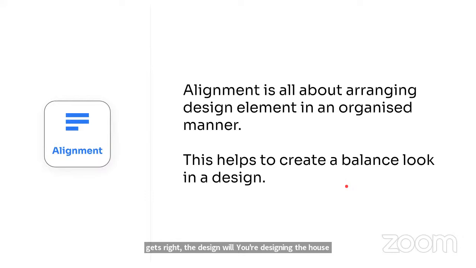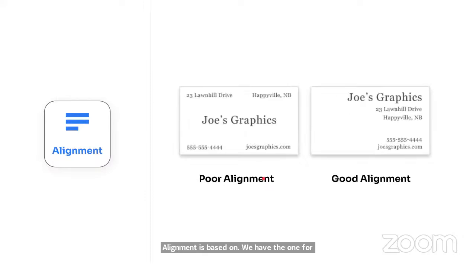Alignment is based on we have the one for text and we have the one for shape. So let me show you in this particular design now. What do you notice? Okay, I've already highlighted it. This one shows poor alignment because everything is just placed. It's not random, but you're wondering, which one comes first? So they're just placed up and down.